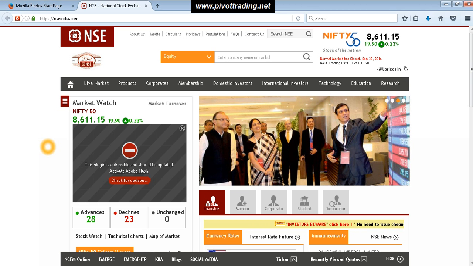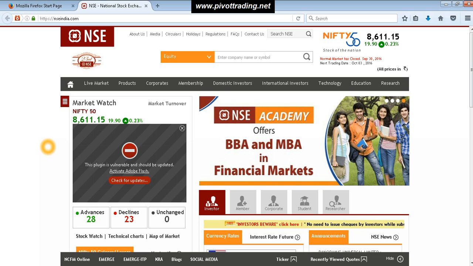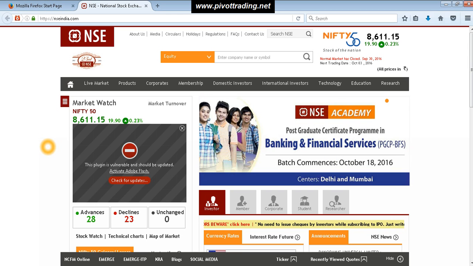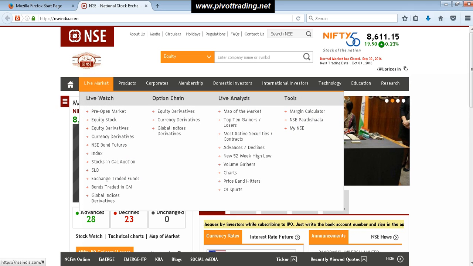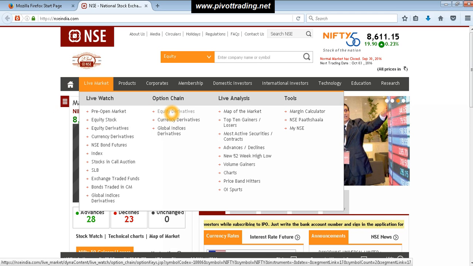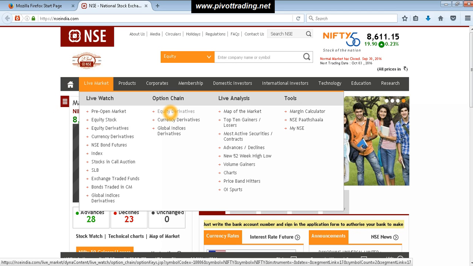See, options are one product of derivatives. So we have to look into the derivatives part to see what the options are and how to study and analyze the options. So what we'll do is we'll come to this live market section. If you see here where my mouse is highlighting currently, in the option chains, you can see this option chain. So within options, you will find equity derivatives.